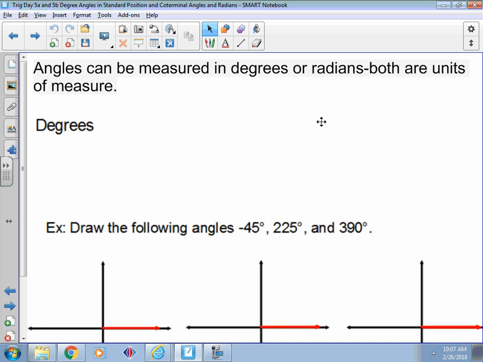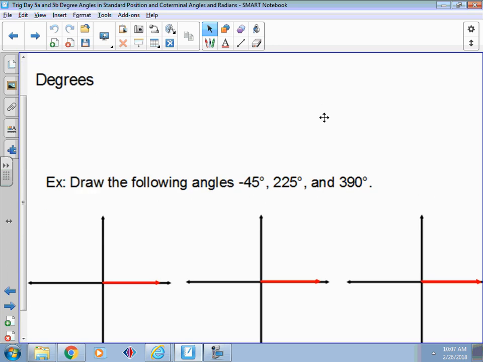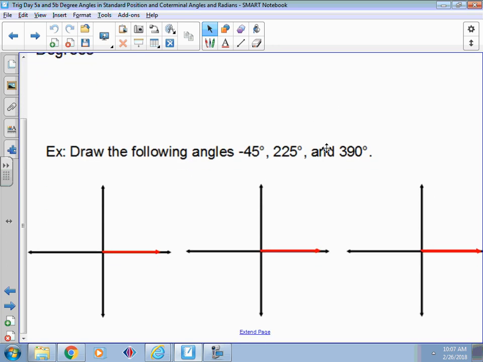Angles can be measured in both degrees and radians, just like the length of something can be measured in both feet and meters. It's just two different ways of measuring the same thing, two different units. The one we seem to be most comfortable with is degrees, but there's also another way to measure how big angles are, and that's radians. By the way, I'm not sure how many videos this is going to take, but it's probably going to be fairly long because this is a lot of important information.